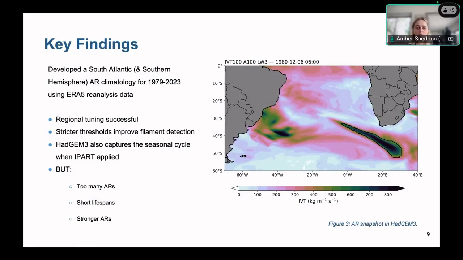We found that HadGEM also captured the seasonal cycle pretty well, but it was picking up too many atmospheric rivers with very short lifespans, and they also tended to have a lot stronger IVT or higher IVT values. So we didn't really understand what was going on here. But it was pretty good at picking up the overall seasonal cycle.